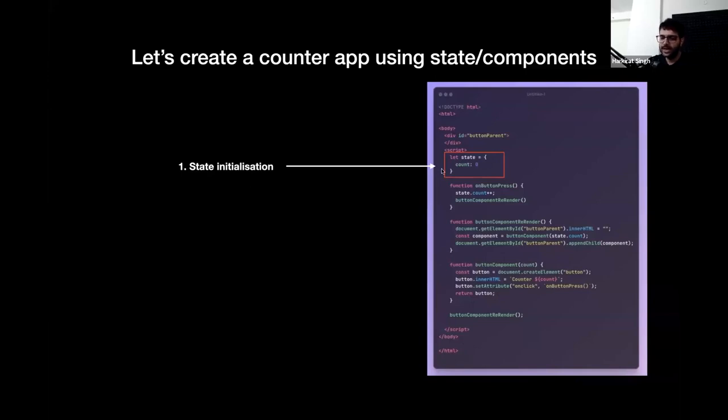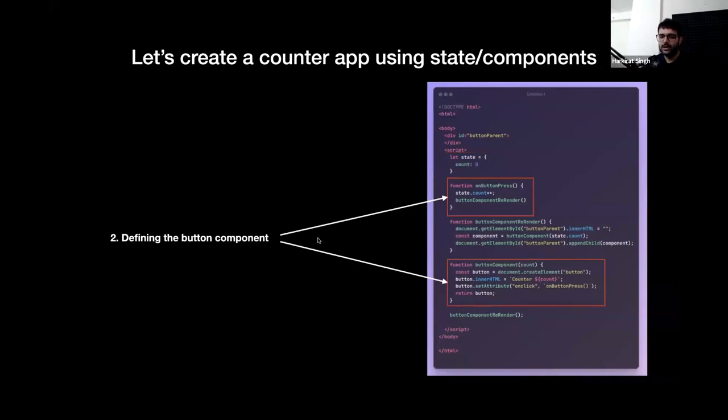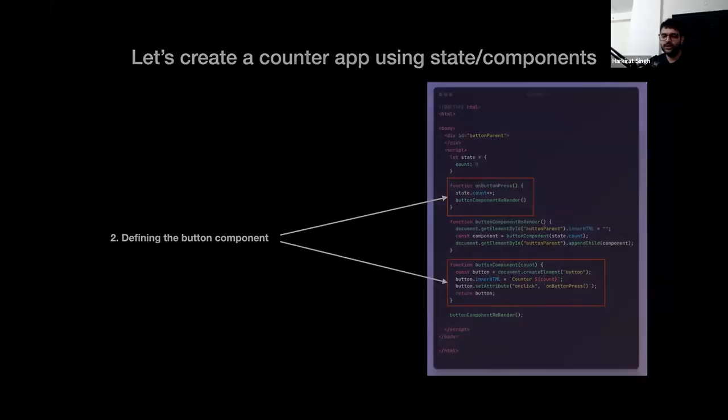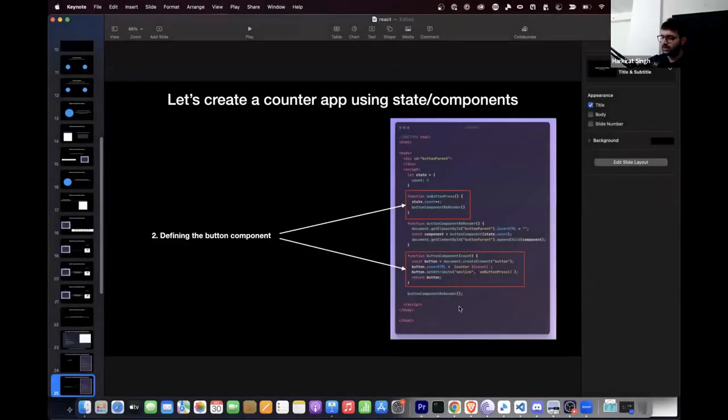This part is state initialization. Initializing a global state that initially count is 0. These two parts are defining the button component. That the button component looks like this. Button on click needs to call this specific function, and given a count variable, this is how the final div would look like. What would this function do? This function would basically create a simple button div.